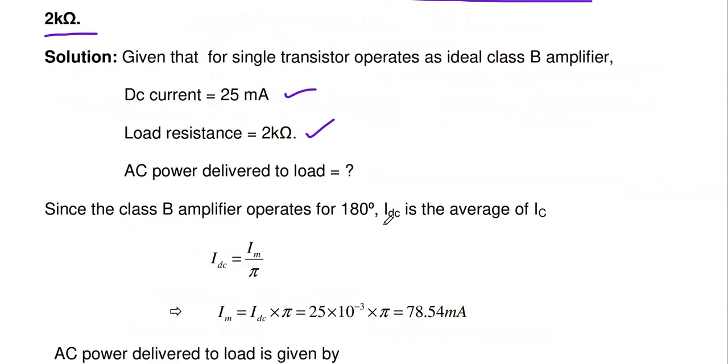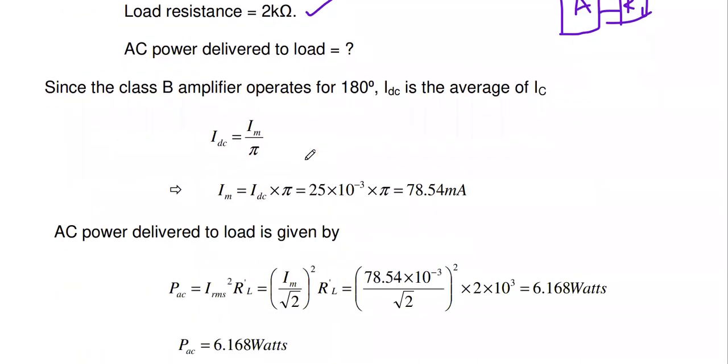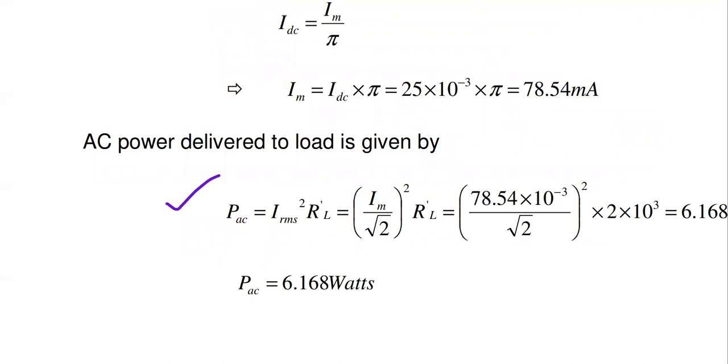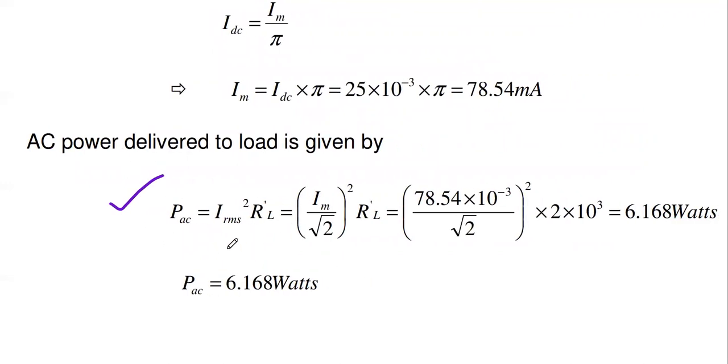Our question is to find the AC power delivered to the load RL. You know the AC power formula. The AC power delivered to the load is calculated by PAC equal to IRMS squared into RL. This is the AC power supplied to the load.